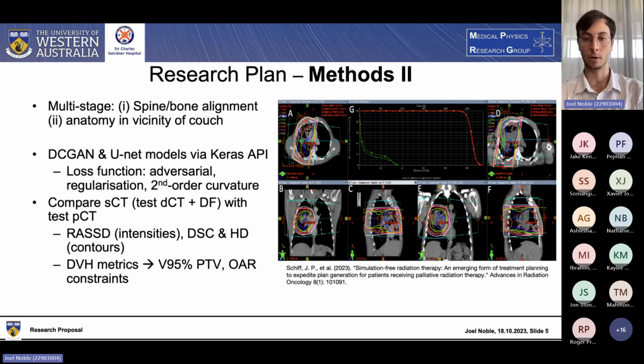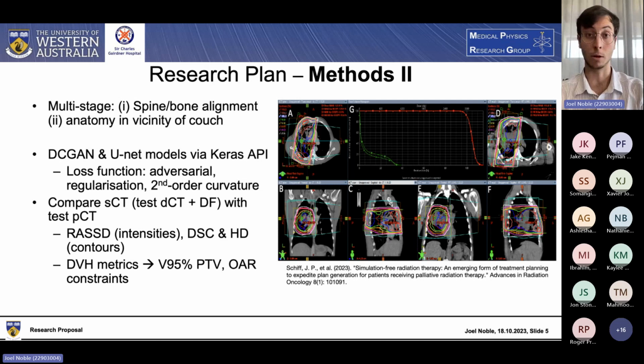Now, you only want to focus on where the couch is, because if you register the entire thing and extract those deformation fields, you have random changes occurring in the more anterior anatomy, which would essentially just confuse the model, acting as noise. So the main correction here is for the different couches for the scans.